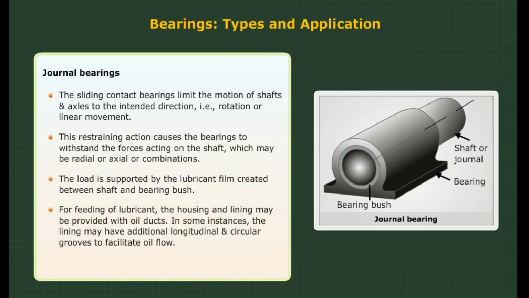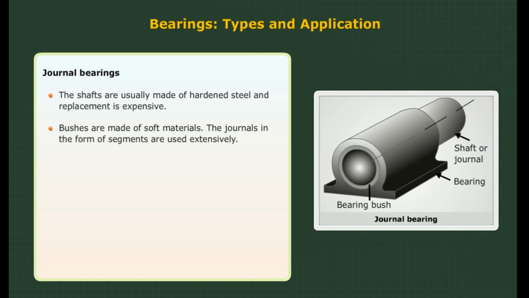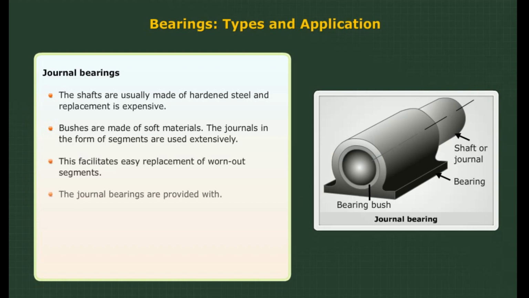For feeding of lubricant, the housing and lining may be provided with oil ducts. In some instances, the lining may have additional longitudinal and circular grooves to facilitate oil flow. Journal bearing designs are available for axial loads. The shafts are usually made of hardened steel and replacement is expensive. Bushes are made of soft materials. The journals in the form of segments are used extensively. This facilitates easy replacement of worn-out segments.